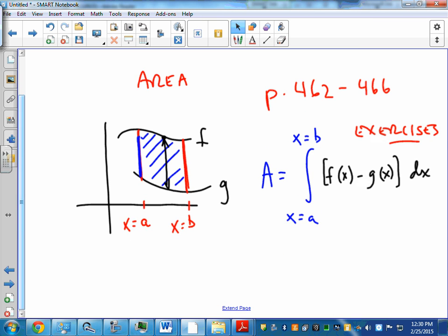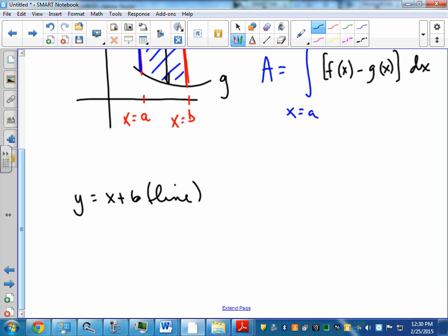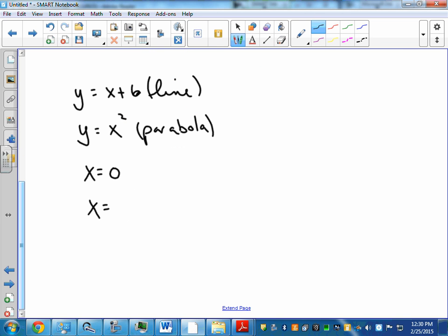The first example shows this pretty clearly. So let me scroll down here. First example on page 464 in your text says find the area bounded above by y is equal to x plus 6. That's just a line. And below by y equals x squared, that's a parabola. You should have no trouble graphing either one of those. On the left, by x is equal to 0, that's a vertical line. And on the right, by x is equal to 2. And these are obviously vertical lines.